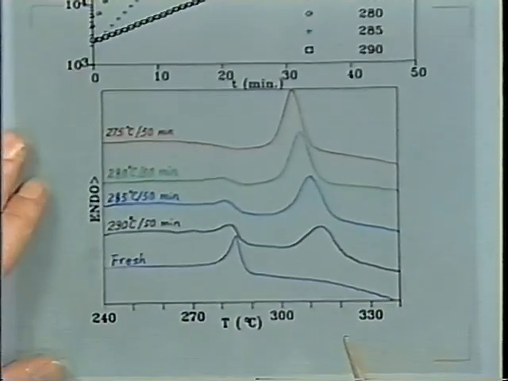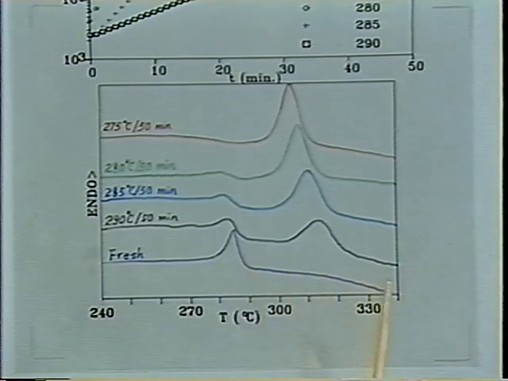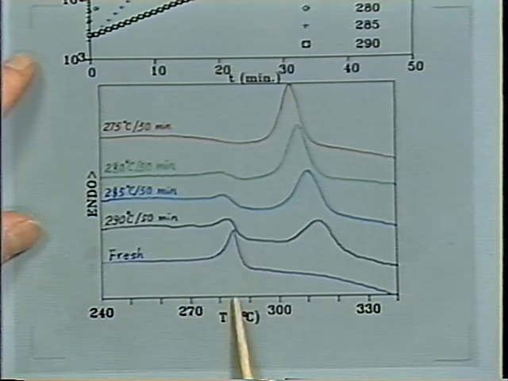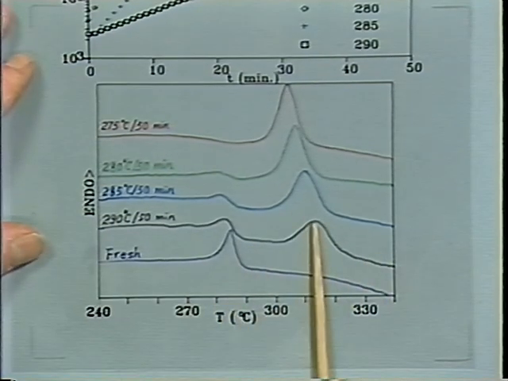And the new structures, now, we did lots of those X-ray pictures and DSC pictures on the system. So I'm showing you one example here of the DSC. The freshly molded sample had a transition at about 285. But the recrystallized sample had a much higher melting temperature.